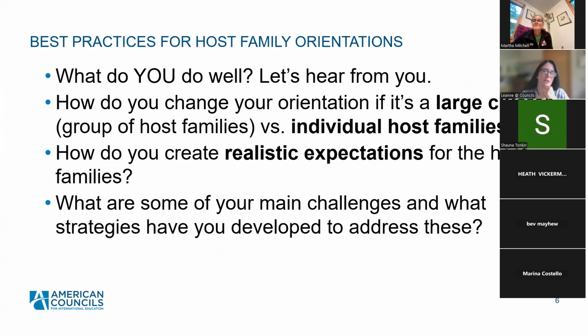Scheduling? You said you do yours as a group. I wish I had thought to do that as a local coordinator. I did my student arrival orientations as a group, but host family orientations, I tended to do individually with the host families. I love the idea of doing them together. Then the host families can all learn from each other and get to know each other. It is a little bit more challenging to schedule everybody's busy schedules into one time that everybody can meet, but it's worth it.